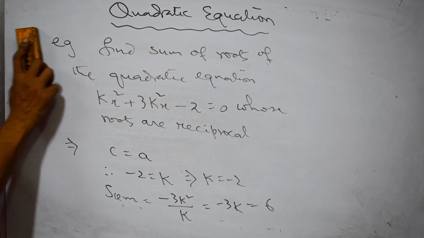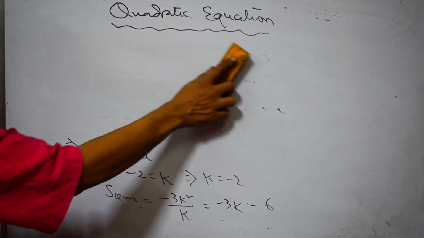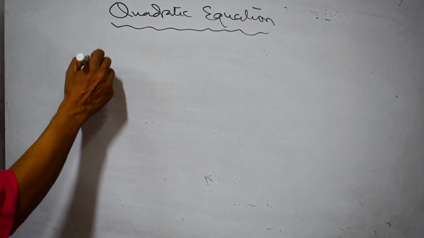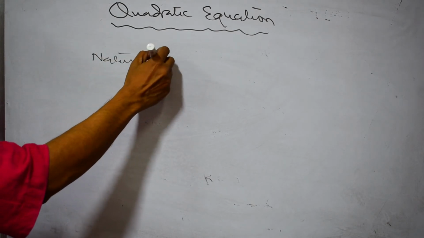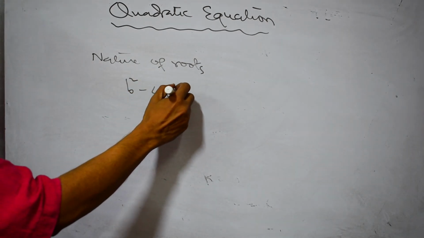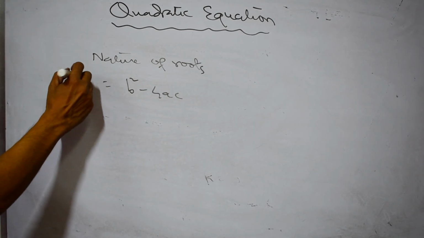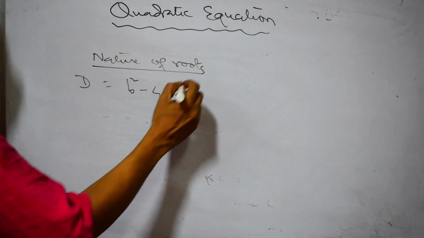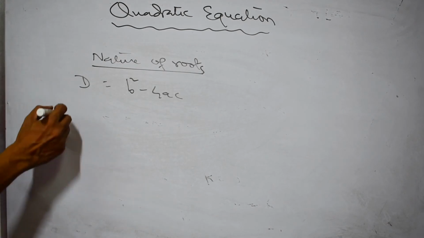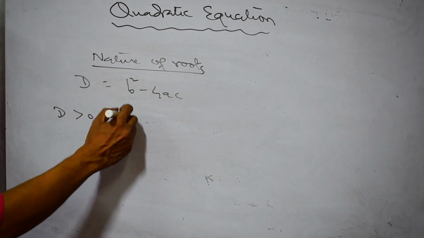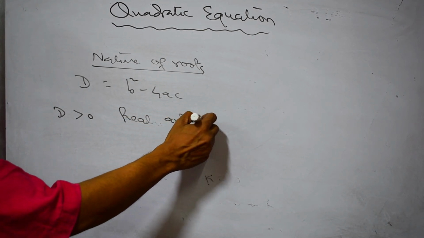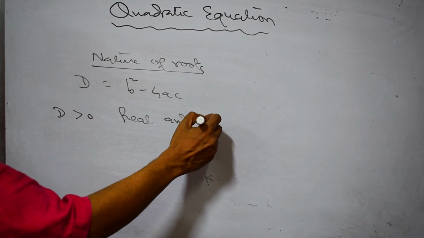Another question can be given from the nature of roots. The nature of roots will be decided with the concept of b square minus 4ac. This is the discriminant, which we call d. The nature of the roots is always decided from the discriminant. Now what is d? D is b square minus 4ac. If d is greater than 0, that is positive, then we say the roots are real, unequal or equal.